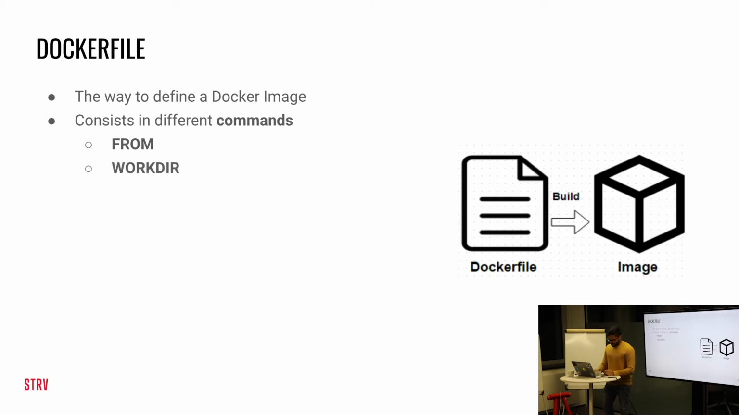Then we have WORKDIR. This is basically to specify which work directory we want to work on in the container. You can think of it as a combination of the mkdir and cd commands. You basically tell it, okay, I want to move to the /app directory. If it doesn't exist, it will create it and then move into it. And if it exists, it will just move to that directory.